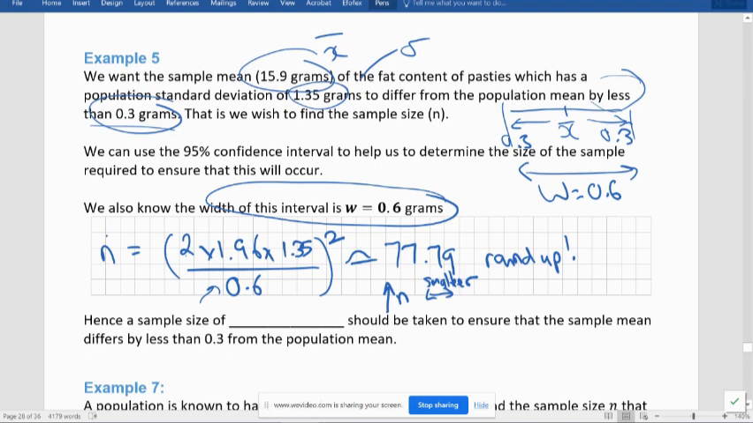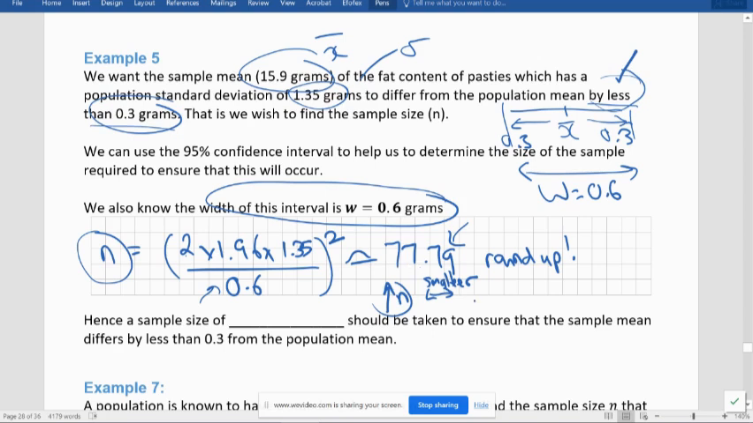So there are two problems here. We need to make sure that we're either at that point or less. We can't go any bigger. And we need to realize that n is a discrete value, so we can't have an answer of 77.79. The question is, does it become 77 or 78? I hope you understand that if you increase n, you'll make the width of the interval smaller, and you have to, because it can't be any bigger.